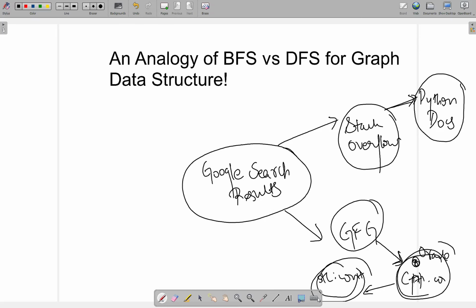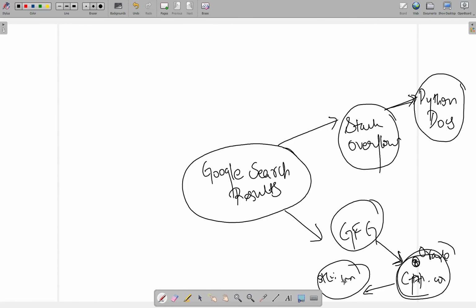Now we see that we got our results, whatever we were looking for, we got it over here. And so we come back to our CPP page, then we come back to GFG, we come back to over here. So this is a depth first search manner. This is an example of depth first search.